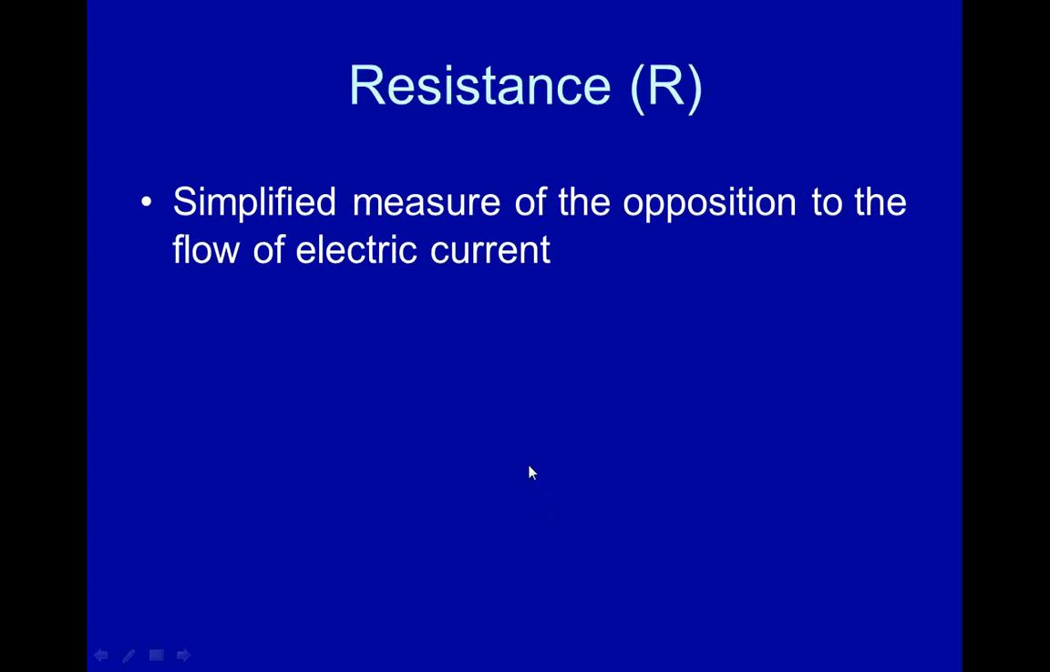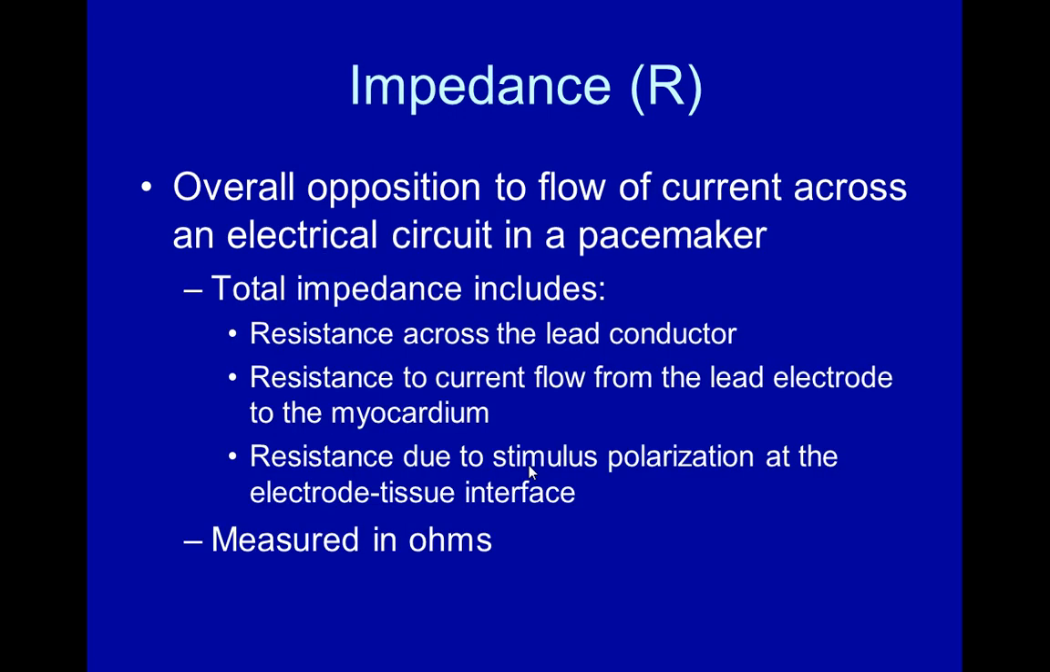Resistance, R, is the simplified measure of the opposition to flow of electric current. And we will typically talk about impedance, which is a combination of several types of resistance that the pacemaker circuit includes, and that includes the resistance across the lead conductor itself. But there's also resistance to current flow or electron flow from the lead electrode to the myocardium and from the myocardium back to the other part of the lead.